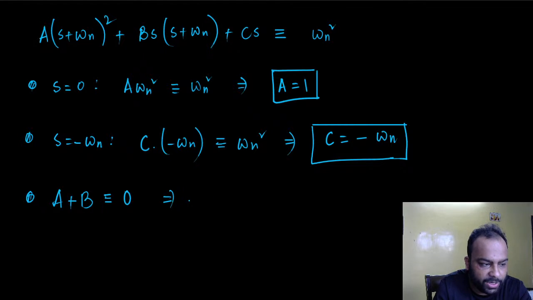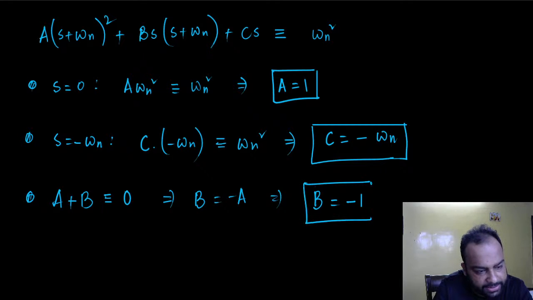So of course b has to be equal to minus a, and with that said, b will have to be equal to minus 1 because a is equal to 1.